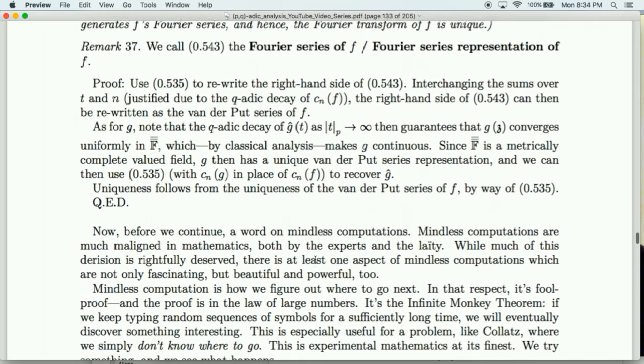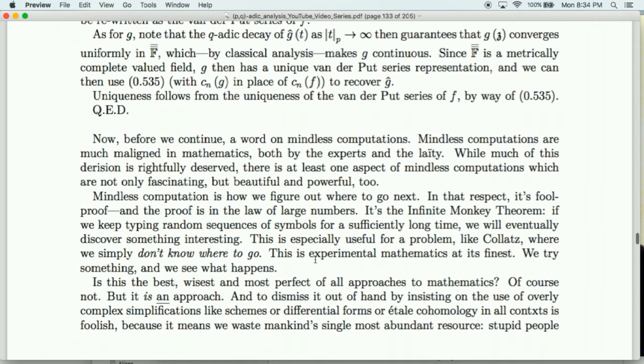So now, before we go on a little bit more, I need to say something about mindless computation. While mindless computations are much maligned in mathematics, both by experts and laity, and while most of that derision is rightfully deserved, there is at least one aspect of mindless computation which is not only fascinating, but powerful and beautiful. Mindless computation is how we figure out where to go next. Not all of us are geniuses.